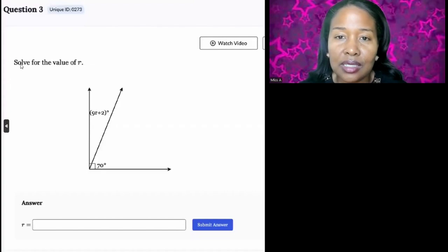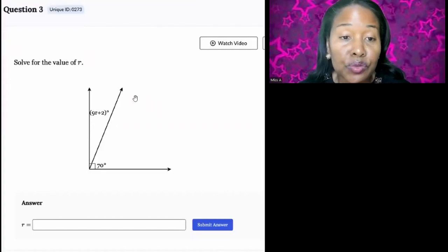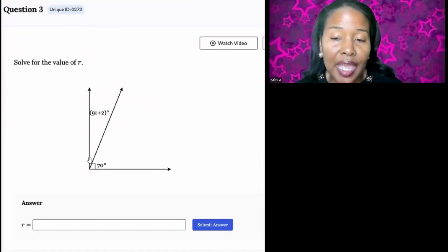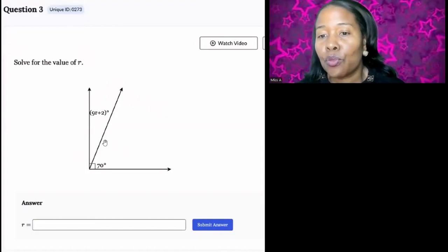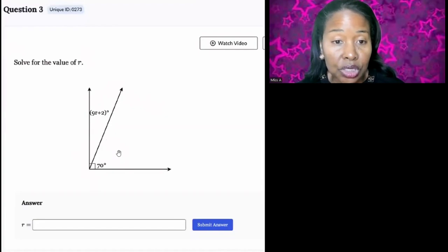So our directions: solve for the value of r. We've done a problem like this once before. We have a right angle where they give us the value of one portion of the right angle, but then we have to solve for the value of the other one. And how do I know that this is a right angle? Because of this little perpendicular box right here.